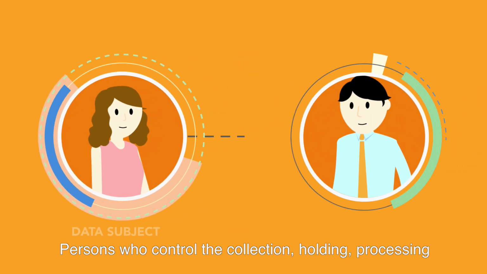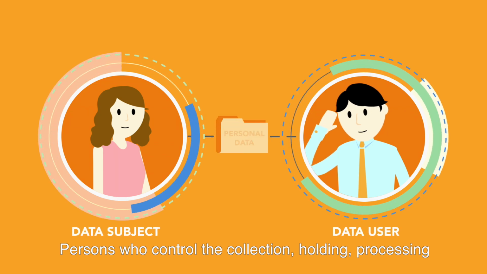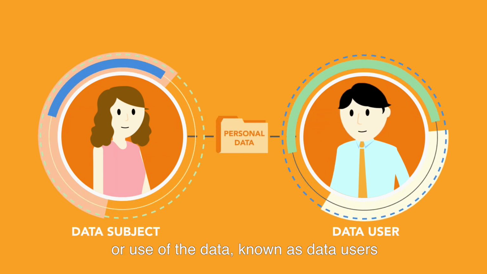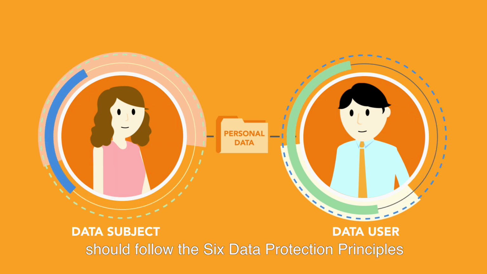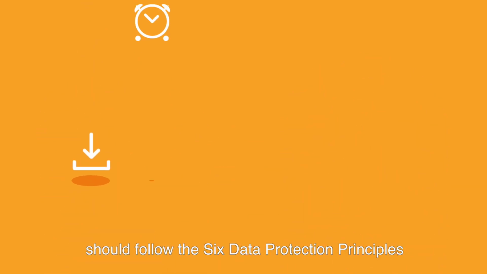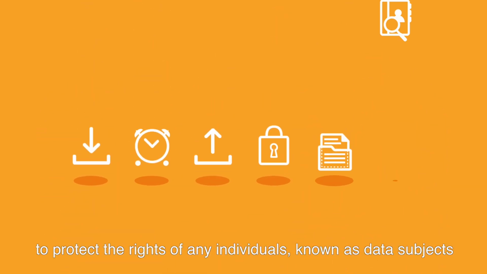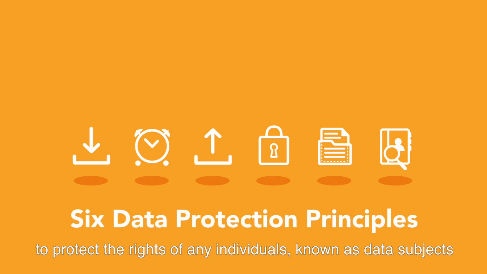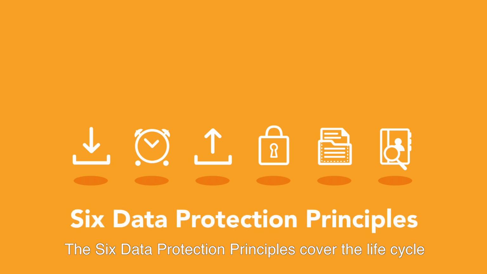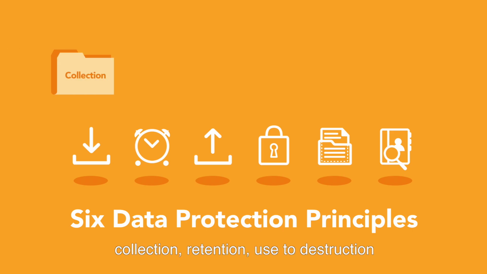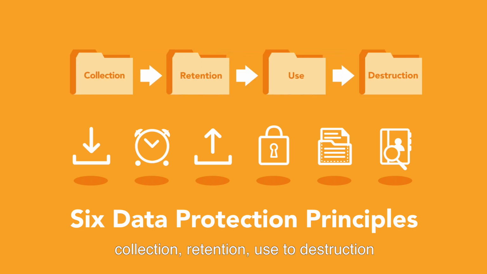Persons who control the collection, holding, processing, or use of the data, known as data users, should follow the 6 data protection principles to protect the rights of any individuals known as data subjects. The 6 data protection principles cover the life cycle of a piece of personal data from collection, retention, use to destruction.